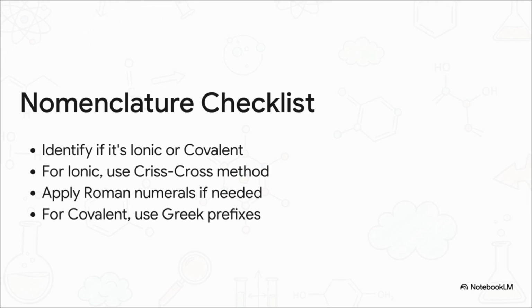Second, pick the right grammatical rule. Use the Criss-Cross method for ionic charges and apply Roman numerals for those chameleon transition metals. Third, if it's a covalent molecule, forget the charges entirely and just use Greek prefixes to count the atoms. Mastering this checklist is literally your passport to success in translating the microscopic world.